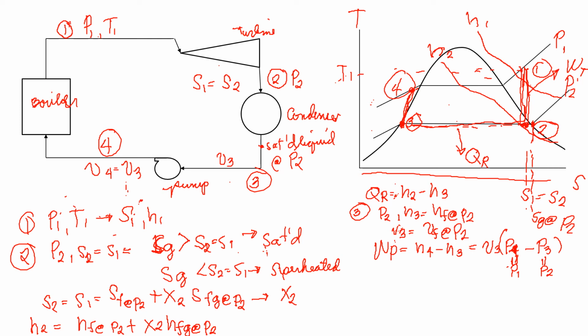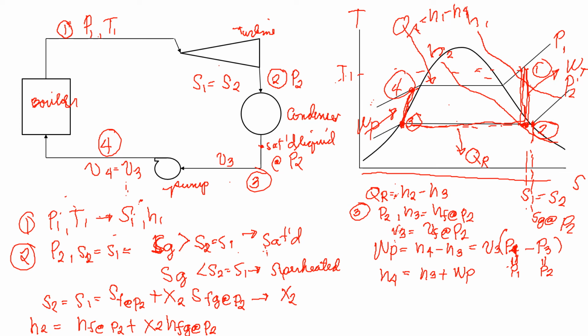How do you find the H4? Of course, it is equated in that. We have H4 is equal to H3 plus work of the pump. Okay. Finally, we have the heat addition. Q addition is just equal to your H1 minus H4. Okay.